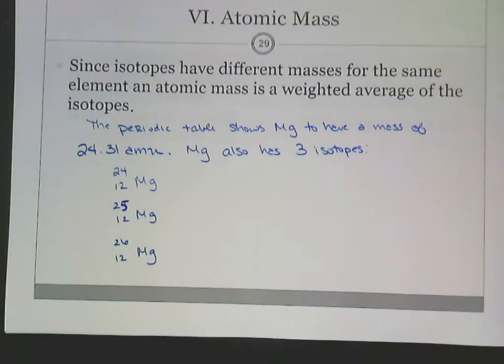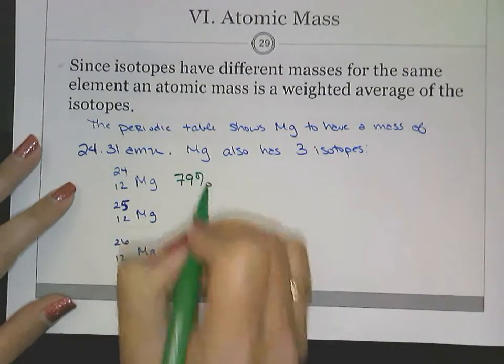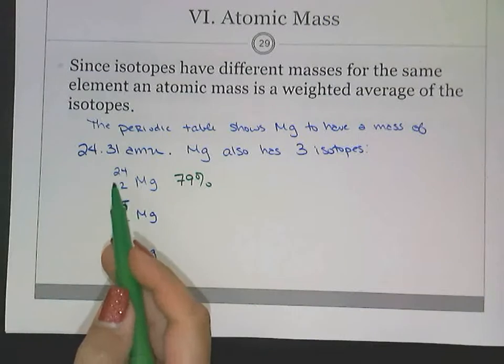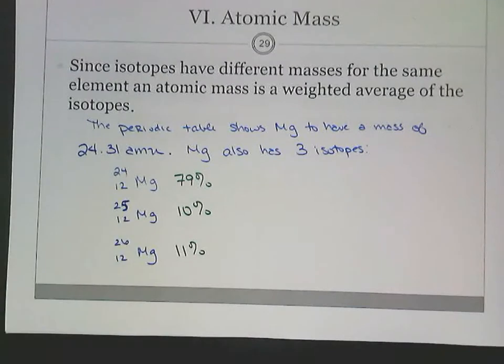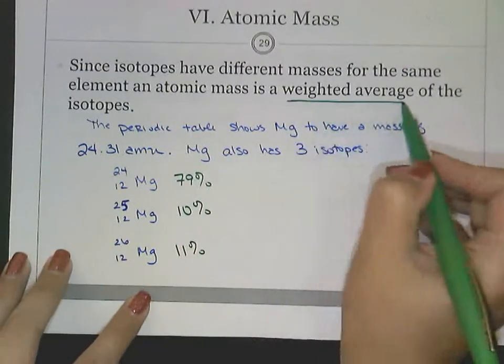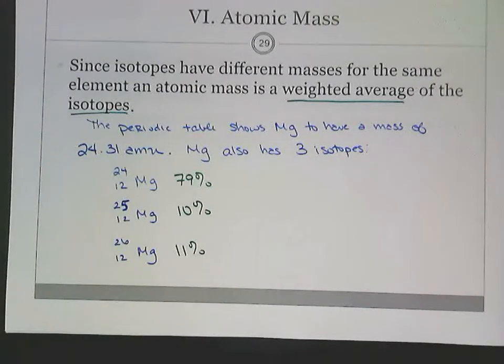If you would like to know how we solve this, I can tell you later. But we can determine that 79% of the time it's isotope number 1, 10% of the time is isotope number 2, and 11% of the time is isotope number 3. So, an atomic mass is a weighted average of these 3 isotopes, which means we can determine the overall mass by using a weighted average method. So, you will need your calculator out. You can find it, or something to calculate with.